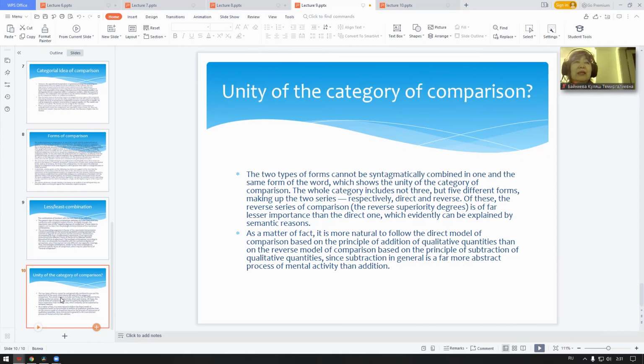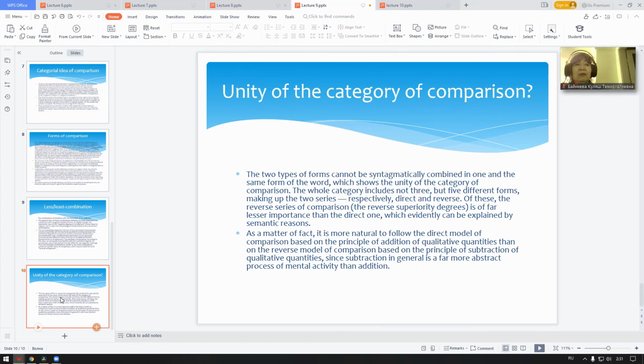Unity of the category of comparison. The two types of forms cannot be syntagmatically combined in one and the same form of the word, which shows the unity of the category of comparison. The whole category includes not three but five different forms, making up the two series respectively, direct and reverse. Of these, the reverse series of comparison, the reverse superiority degrees, is of far lesser importance than the direct one, which evidently can be explained by semantic reasons.